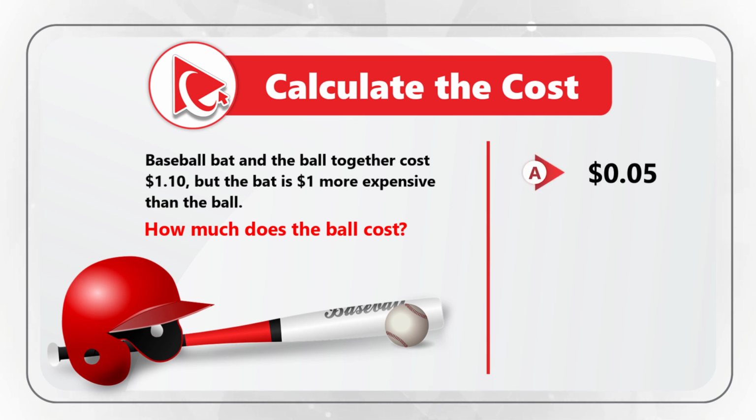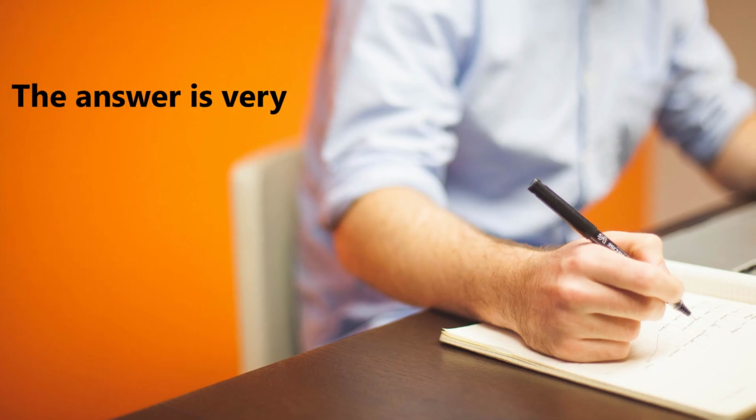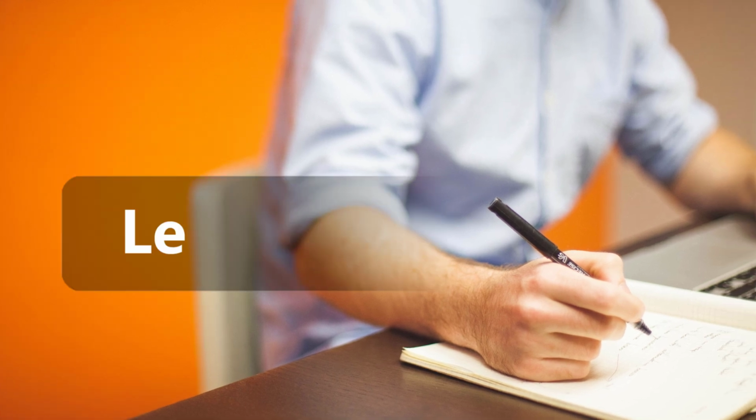Choice A, 5 cents. Choice B, $1.05. Choice C, $1. And last but not least, choice D, $2.01. Take a close look to see if you can come up with the answer. The answer to this question is very simple but not obvious.